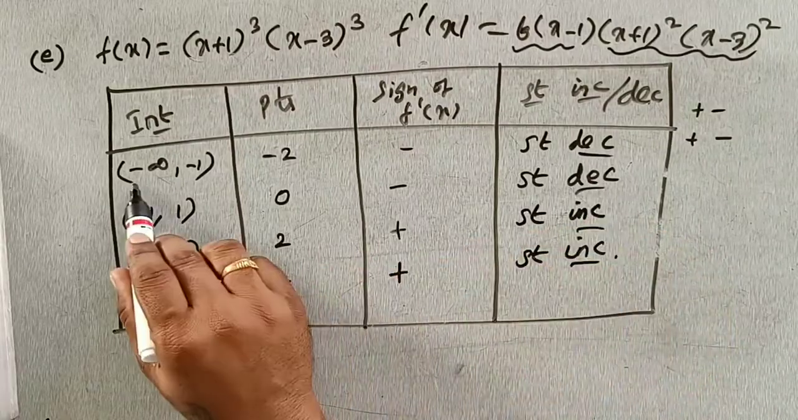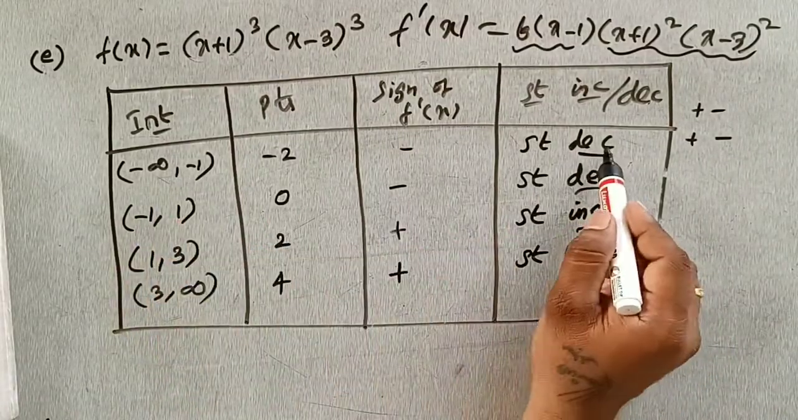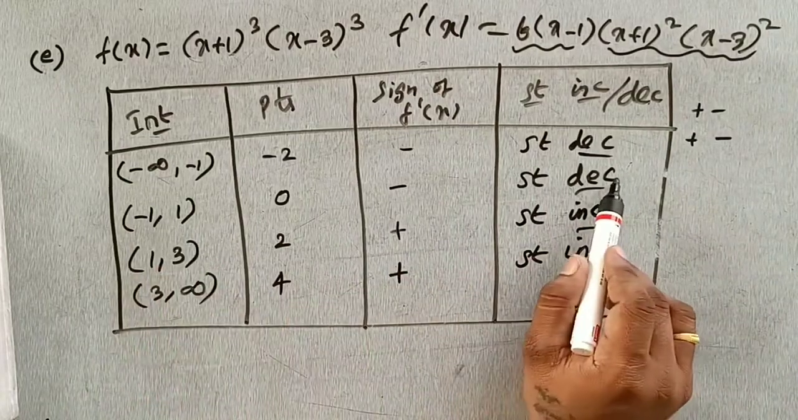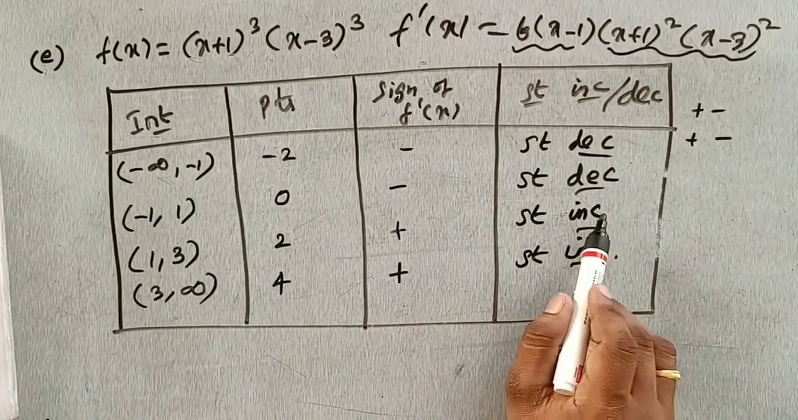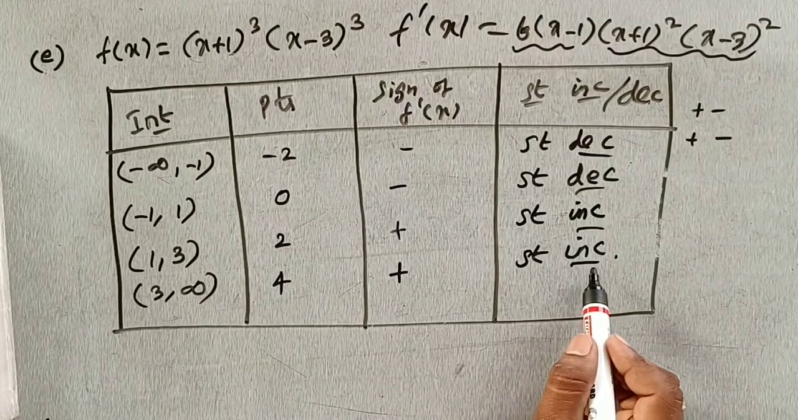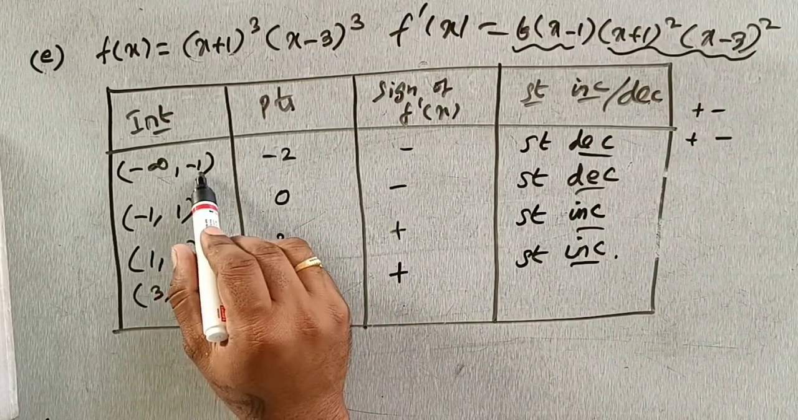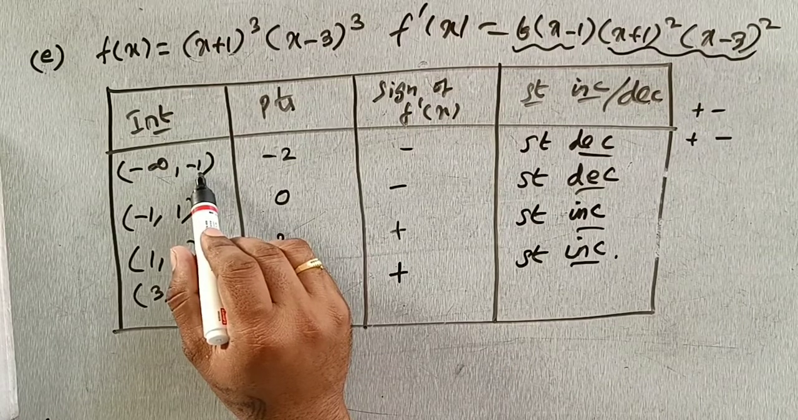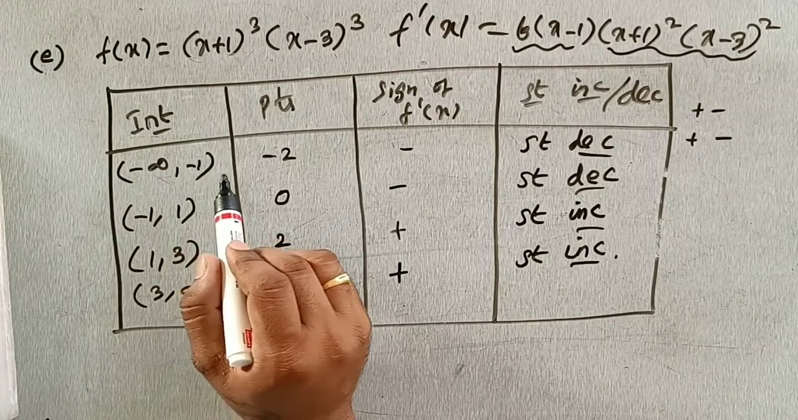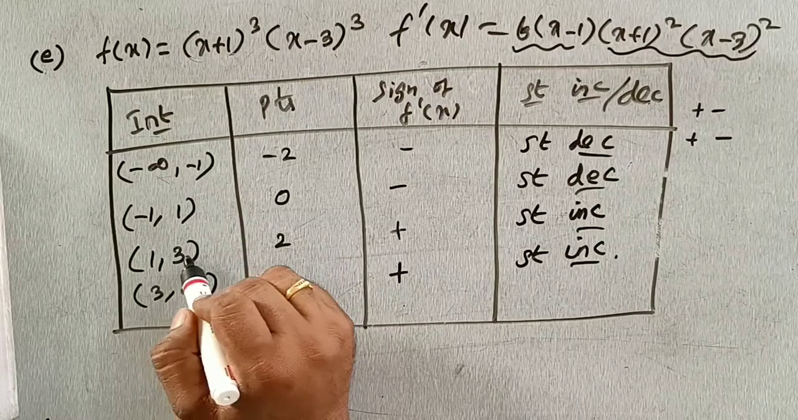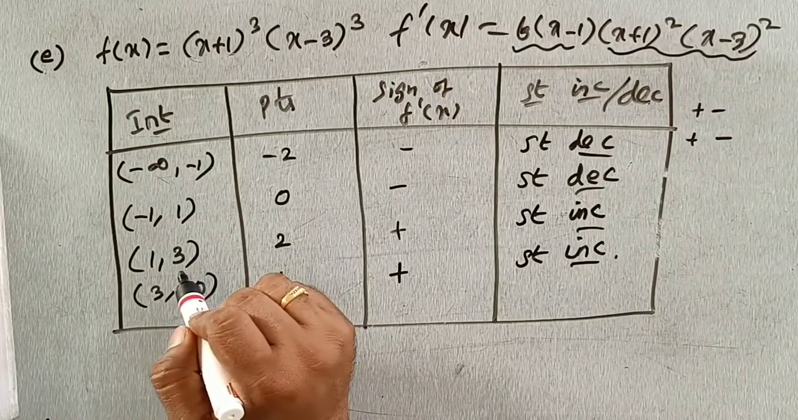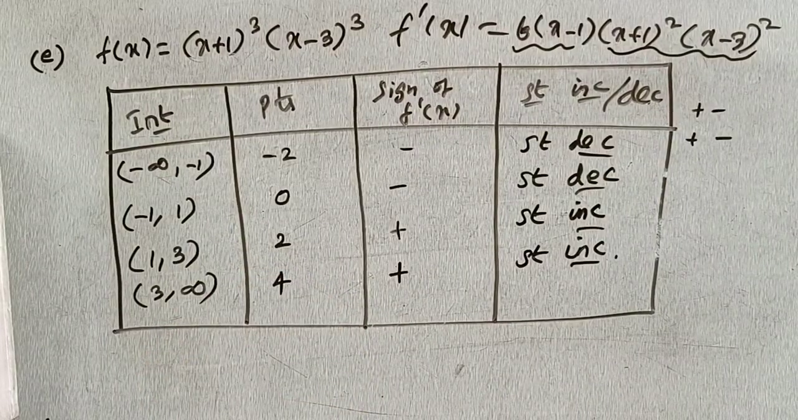So minus infinity to minus 1, strictly decreasing. Minus 1 to plus 1, strictly decreasing. 1 to 3, strictly increasing. 3 to infinity, strictly increasing. What about minus 1 and plus 1? At minus 1, the function is neither increasing nor decreasing. It is attaining 0. F dash of x value will be 0. Similarly, at plus 3 also, the function is neither increasing nor decreasing. Clear? Now we will see the graph.